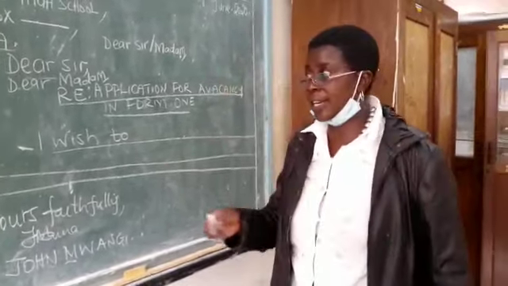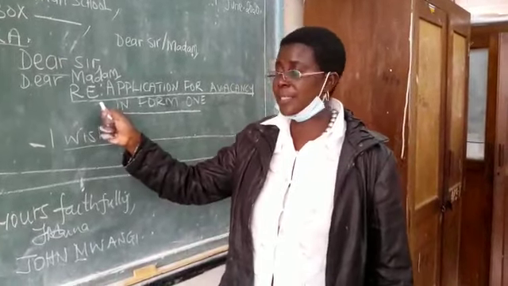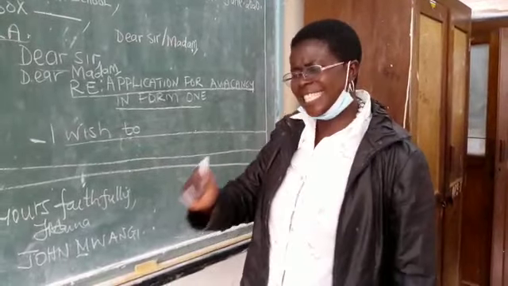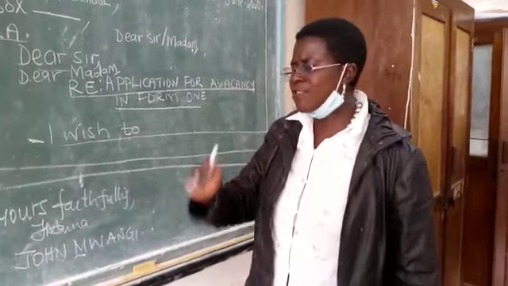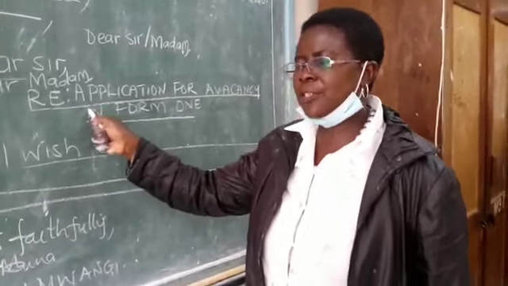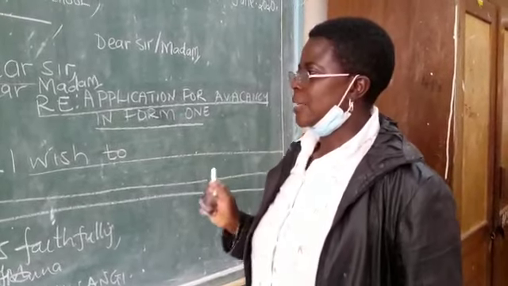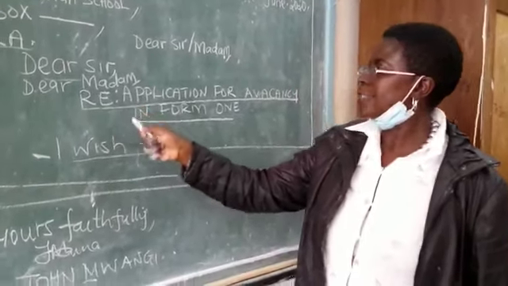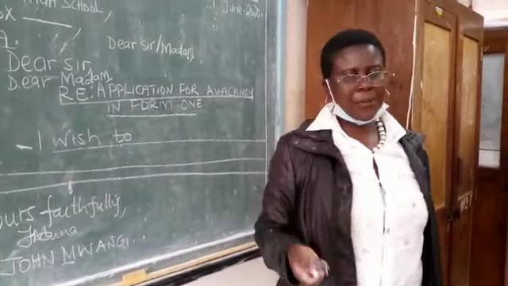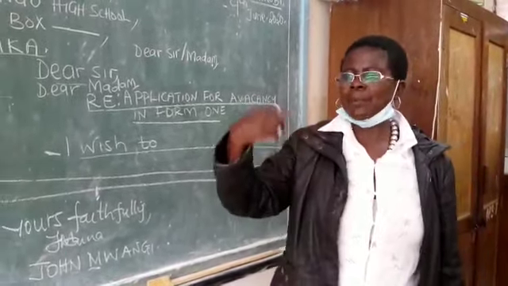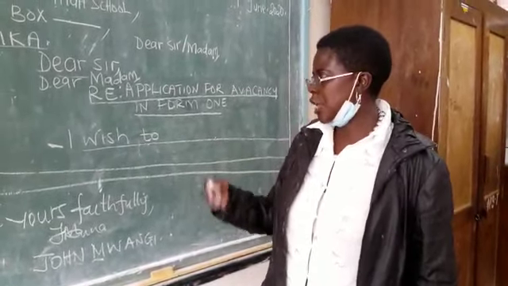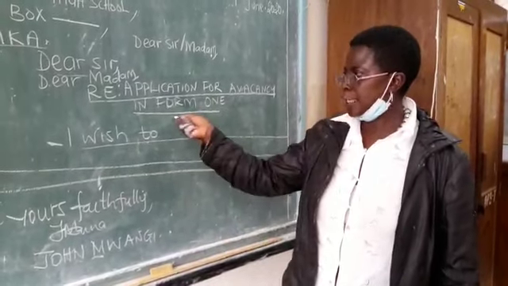You will find many children leaving out this reference. Remember, it is very important because it is the title of the letter. It shows the reason why you are writing the letter. And it should be written in capital letters and underlined. So here you have a reference, application for a vacancy in Form 1. Maybe that is why you are writing to a principal, so that you can get a vacancy in Form 1. So that is the reference.